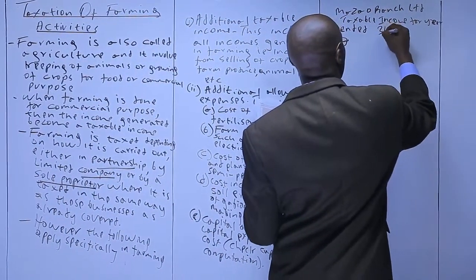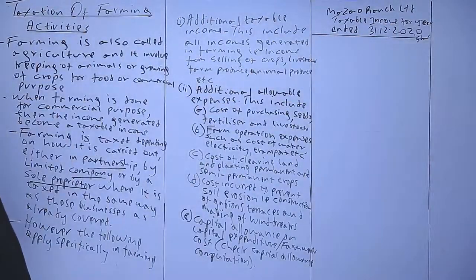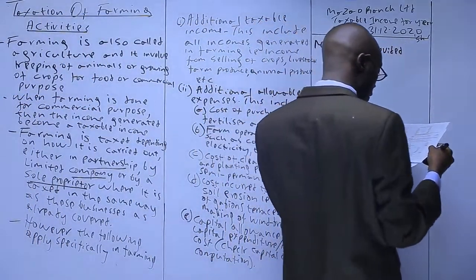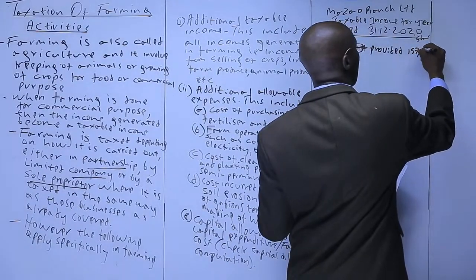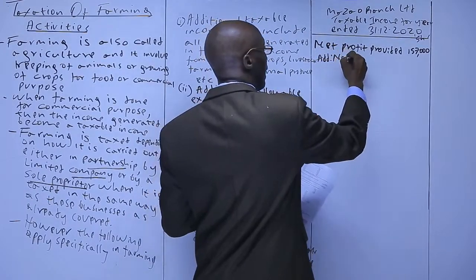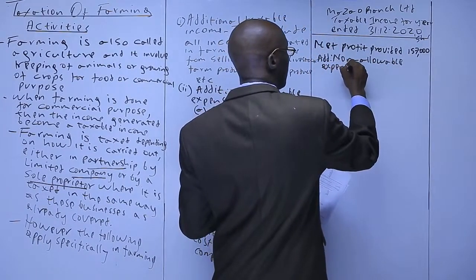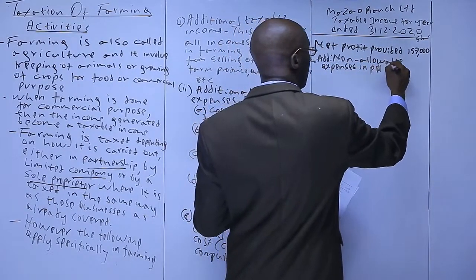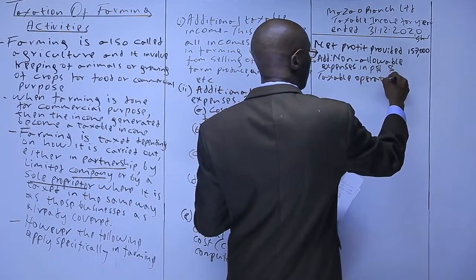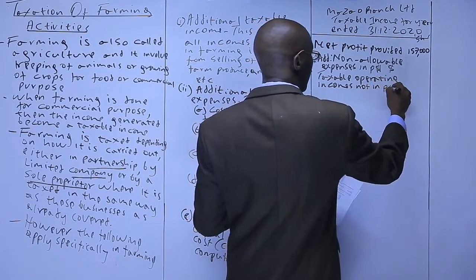For the year ended 31st of December 2020. So we start with net profit provided, which we have 157,000. Then when you are using the net profit method, we said you add non-allowable expenses in P&L and taxable operating income not in P&L.